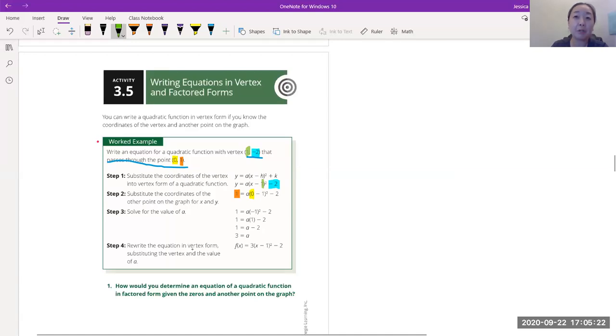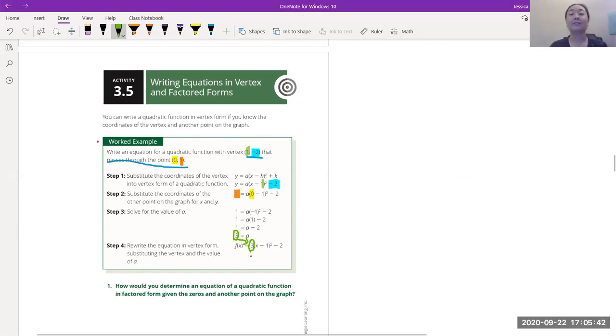So it says rewrite the equation in vertex form, substituting the vertex and the value of a. So we've already substituted the vertex because we did that before already. Now all we need to do is just plug in this a right here, this 3 in here. And then now you have the equation. Now you know what a is. That's how you do that, okay?